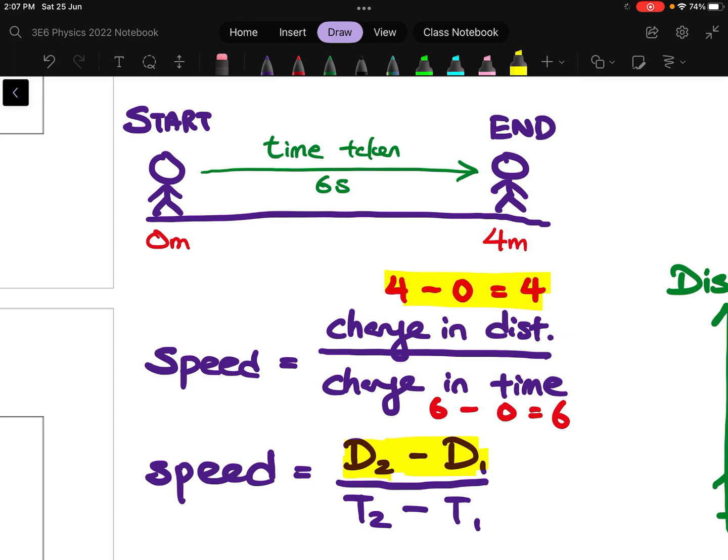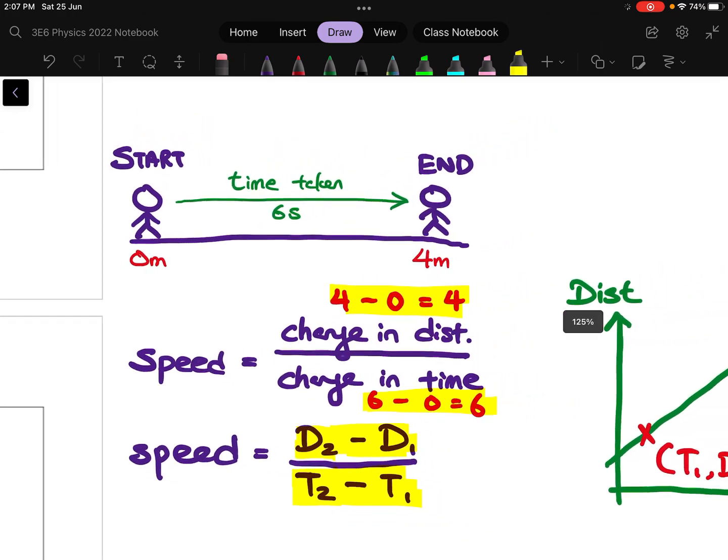Then after that, how do you find the time taken? You take the time reached when you hit D2, and then you subtract it from the starting time. That's how you get 6 minus 0, right? So if you look at this formula, you will notice that this looks like the gradient formula where you have y2 minus y1 over x2 minus x1.